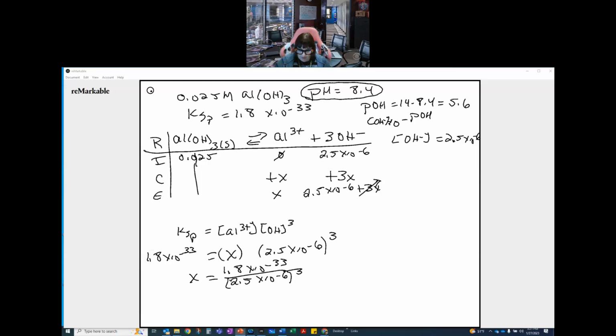And that gives me 1.15 times 10 to the minus 16th. Okay, that's my concentration of Al3+. And that's what they were asking me for. It says calculate the concentration of the aluminum ion. So I'm done. I have done exactly what I needed to do. Okay? So that's how I approach that.